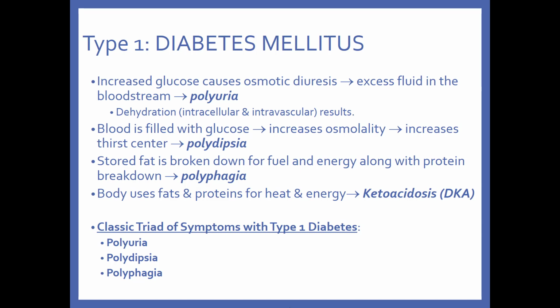So this classic triad of symptoms that we see, polyuria, polydipsia, polyphagia, very common with a new onset type 1 diabetic. With the breakdown of the fats and the proteins in the body, because it needs it for the energy and the heat in the body, that's where we're going to see this state of ketoacidosis. When fats and proteins are broken down, ketones are produced, and then we get acidotic. So DKA, diabetic ketoacidosis, is a common diagnosis that we're going to see for a new onset type 1 diabetic.